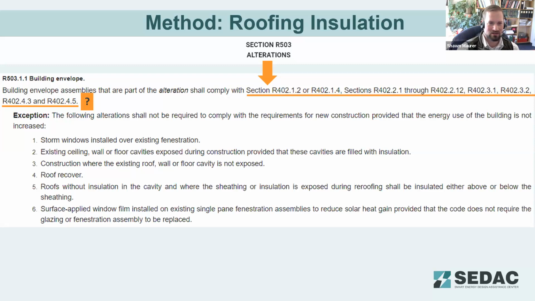However, there is a list of exceptions included in the section. And so as we're looking, this isn't a storm window thing, so that doesn't apply. However, it is a cavity assembly. So we've got existing ceiling, wall, or floor cavities exposed during construction are exempt from having to meet full insulation compliance with the code, provided that they're filled with insulation. So as long as those cavities are completely filled with insulation, those are compliant with the code.